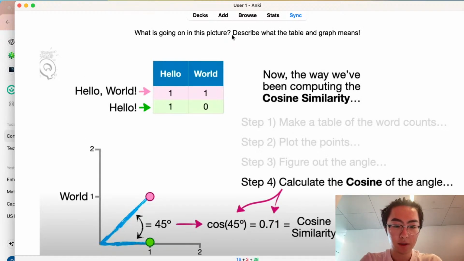What's going on in this picture? Describe what a table graph means. Okay, so this is a way of calculating cosine similarity for a phrase of just 2 words, hello world, and then a phrase of just 1 word, hello. So we made a table of the word counts, we plotted the points, and then we figured out the angle between them, and then we calculated the cosine of the angle.